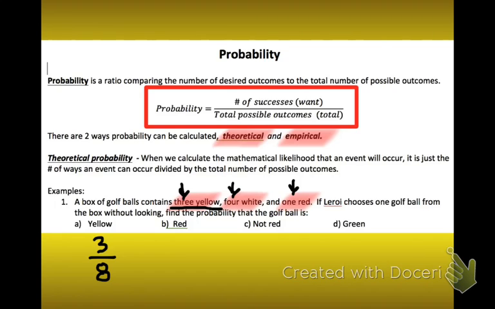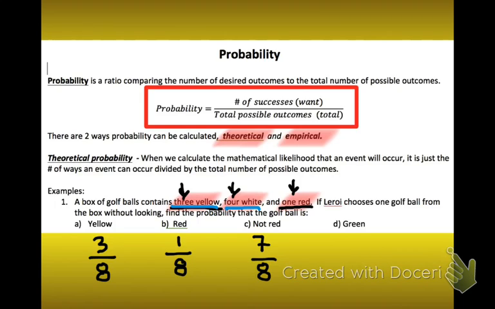Part B, the probability that the golf ball is red. Well, we know there's only 1 red golf ball out of a total of 8. Part C, something that is not red. Well, we know that there are 3 yellows and 4 whites, so 3 and 4 gives us a total of 7 out of 8 altogether.